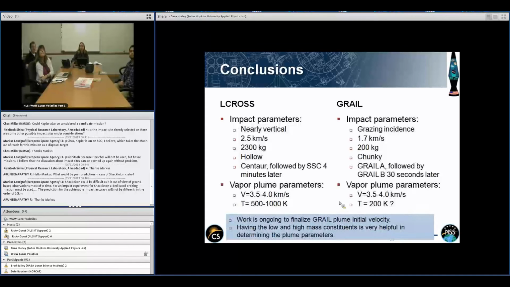So then we're also finalizing the velocity simulations for GRAIL. Even though it seems like the GRAIL impacts had a lot less energy, the plumes came out with about the same bulk velocity, but a lower temperature. So once we do a little bit more work, it will help us understand how the difference in the impact parameters contribute to the properties of the vapor plume.